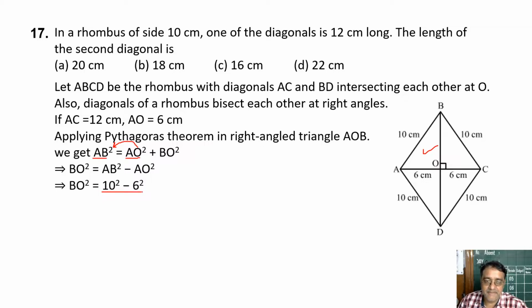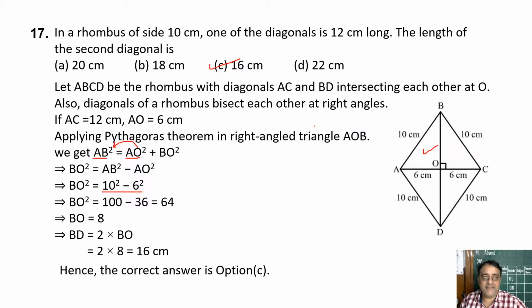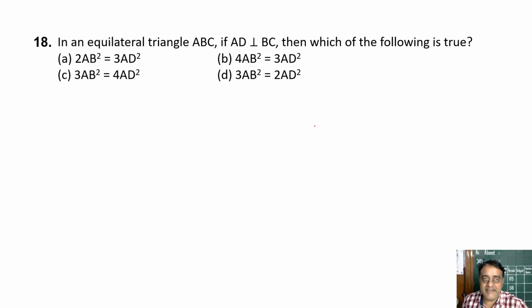What you will get? 64. Square root of 64, 8. So we got BO. How will you get BD then? 2 times BO. That is 2 into 8, 16. Which option is the correct one? Option C, right. So another 3 questions left because 20 questions are there total. So we are moving toward question number 18.